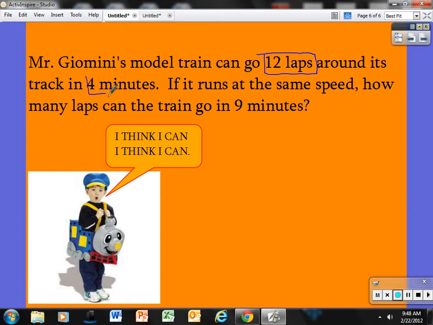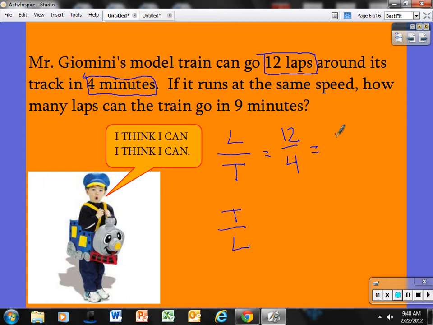So I'm comparing the number of laps to time. Alright, so I'm going laps to time. Remember, I could also do it time to laps. It doesn't matter as long as whatever's on top stays laps, whatever's on the bottom stays time, or vice versa. Now, I know that I'm doing 12 laps in 4 minutes. Now that is going to be equivalent to, if it runs the same speed, how many laps can the train go in 9 minutes?